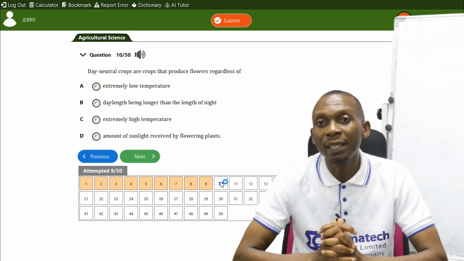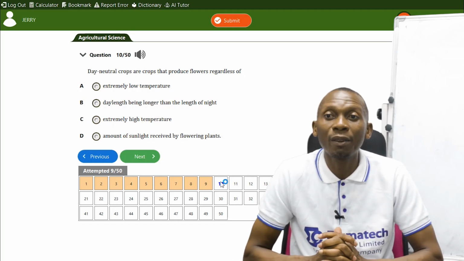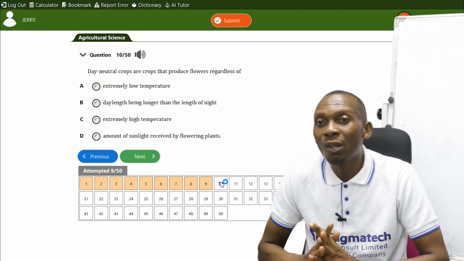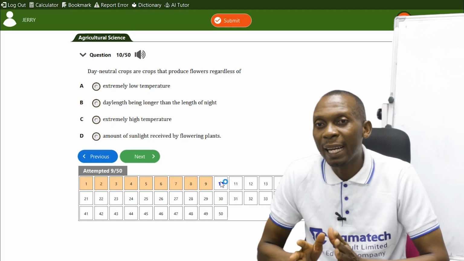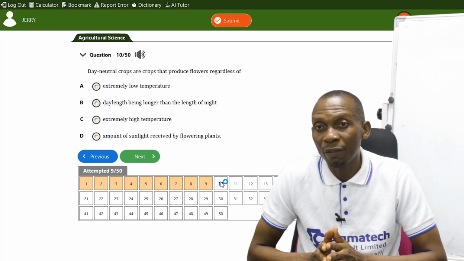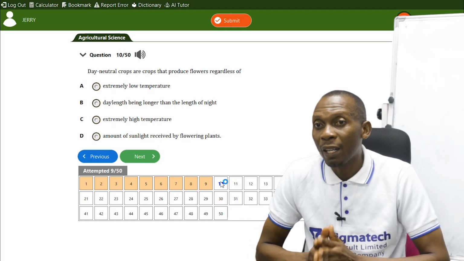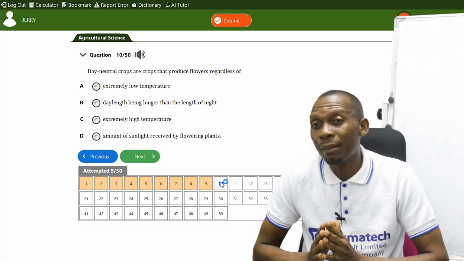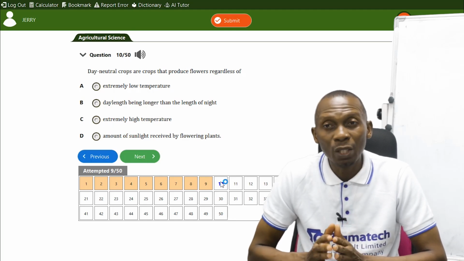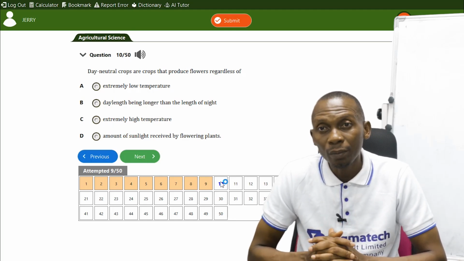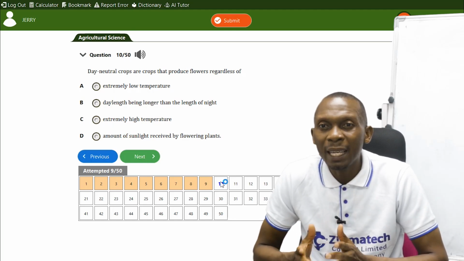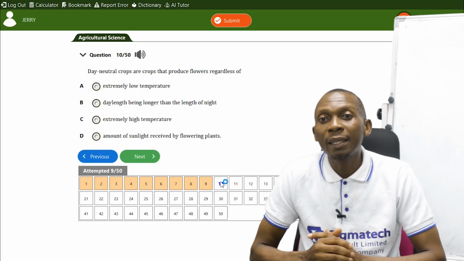So in this case, they said day neutral crops are crops that produce flowers regardless of extreme low temperatures. No. Day length being longer than the length of night. Extreme high temperatures, no. Amount of sunlight received by flowering plants. Here we're not just talking about the amount of sunlight, we're talking about the length of the day. That's when it comes to phototropism, that's what it's all about. We're talking about the length of day and night. So the answer is B.